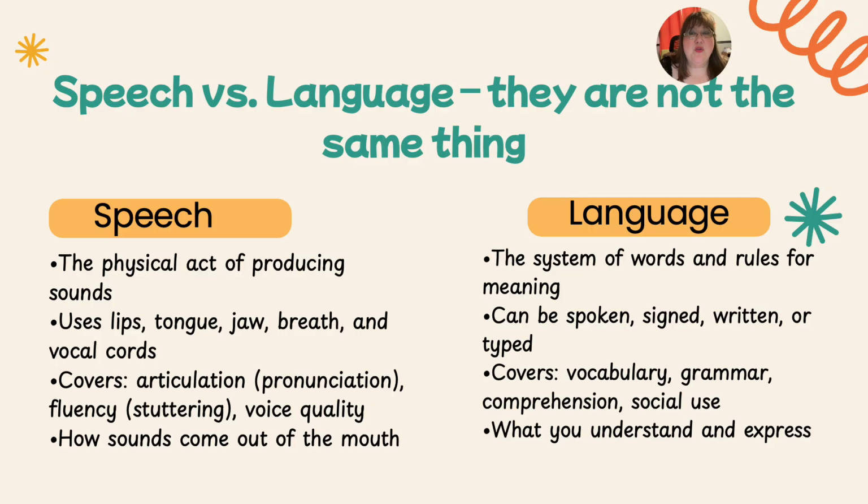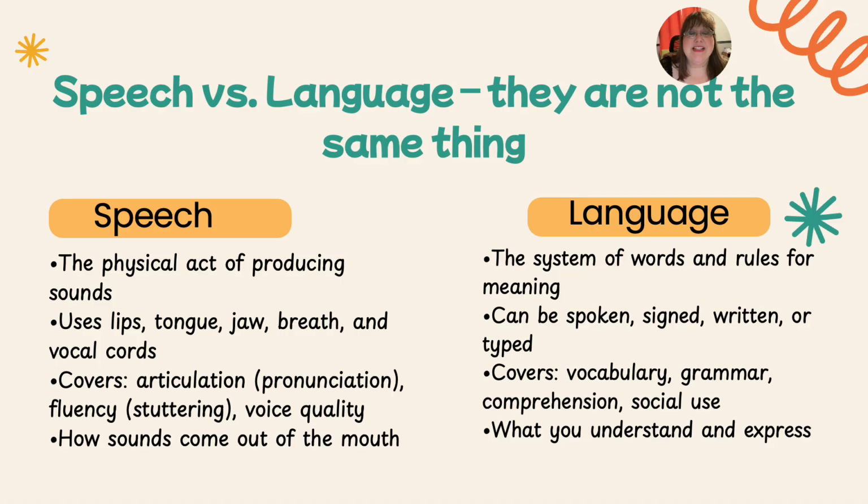Speech is the physical, mechanical act of producing sounds. It involves your lips, your tongue, your jaw, your breath support, and your vocal cords all working together in a very precise, coordinated way to produce the sounds of your language. When we talk about speech, we are talking about articulation, the accuracy of individual sounds, fluency, which is where stuttering lives, and voice, as in voice quality.